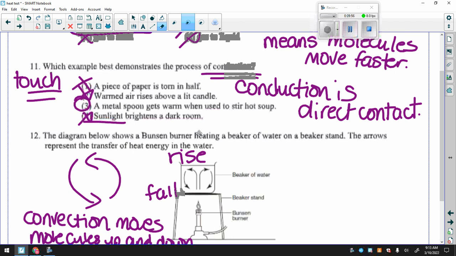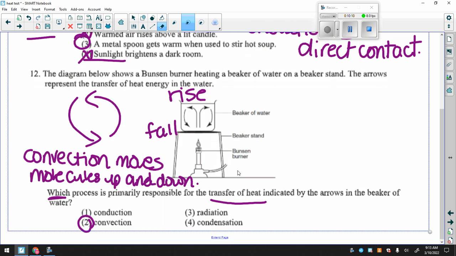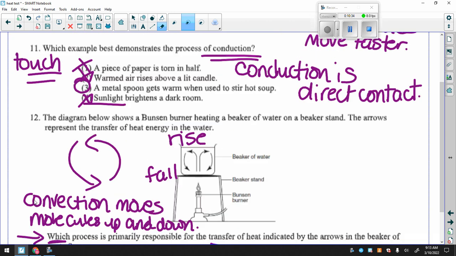Number 12, the diagram below shows a Bunsen burner. The circles are showing me rise and what? Fall. Convection moves molecules up and down. So if you got this wrong, all you have to do is write this part. Which process is responsible for the transfer of heat? Convection. Why? Because convection moves the molecules up and down. No, you're going to do that for homework. Actually, you need the why. Conduction is direct contact, touch.